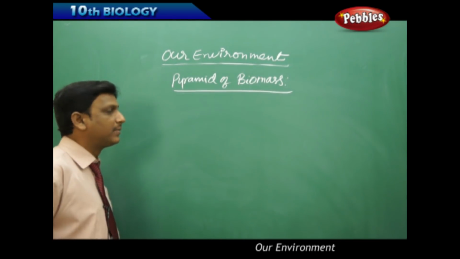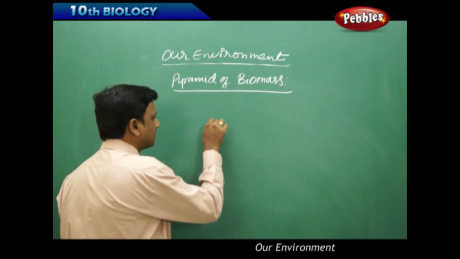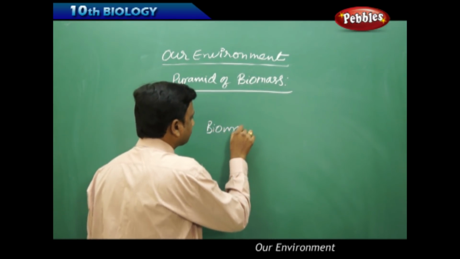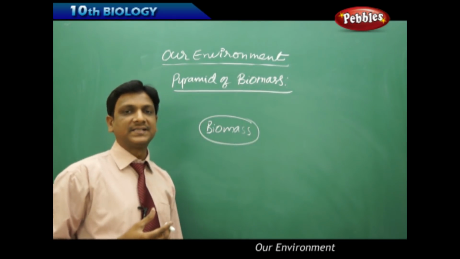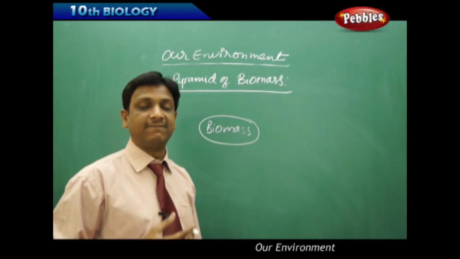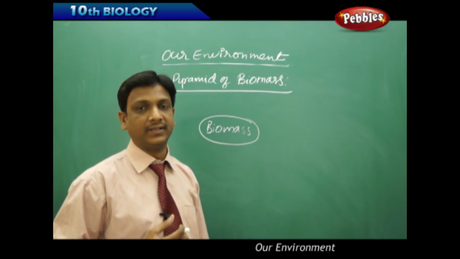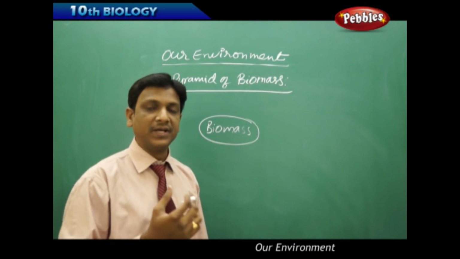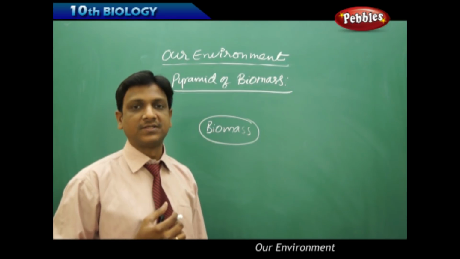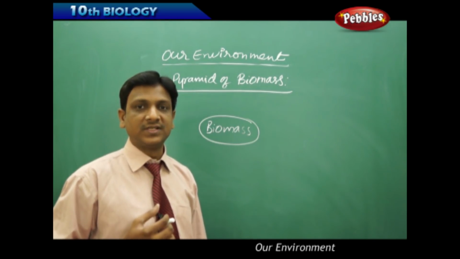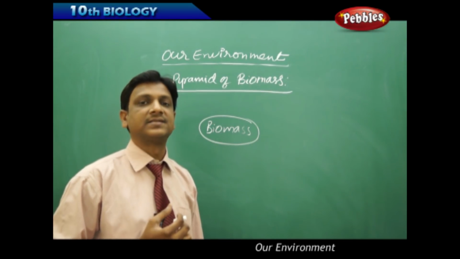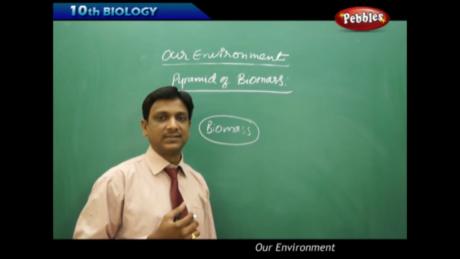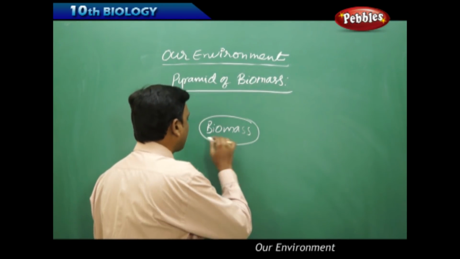Now let us look at the pyramid of biomass. What is biomass? Biomass is the organic matter formed by the fixation of carbon dioxide using sunlight by the process of photosynthesis. We know that in photosynthesis, carbon dioxide is fixed into organic compounds which form all the plants and animals. That body mass is called biomass.